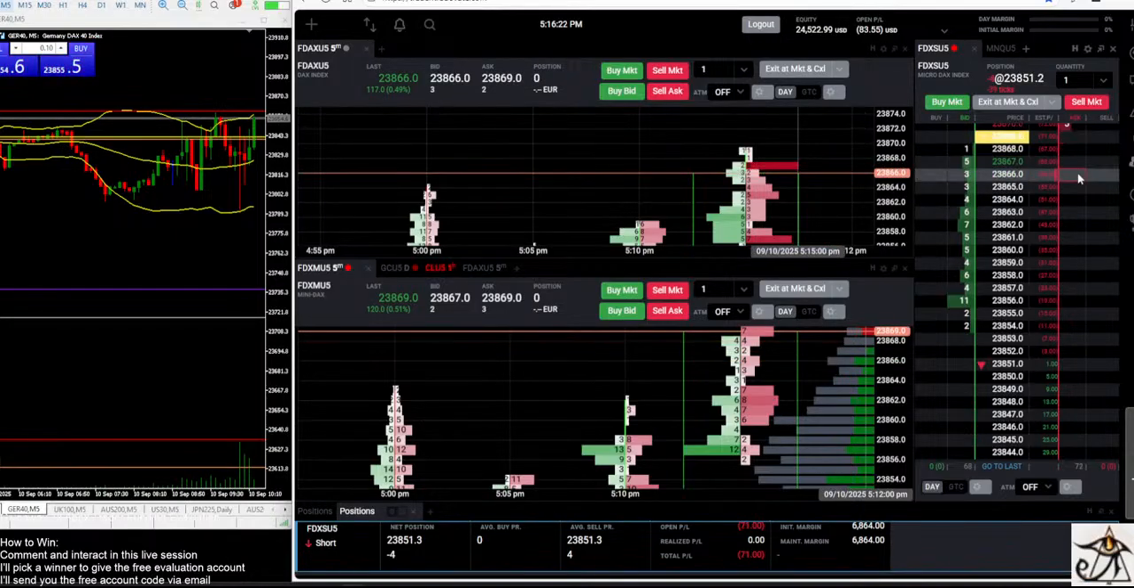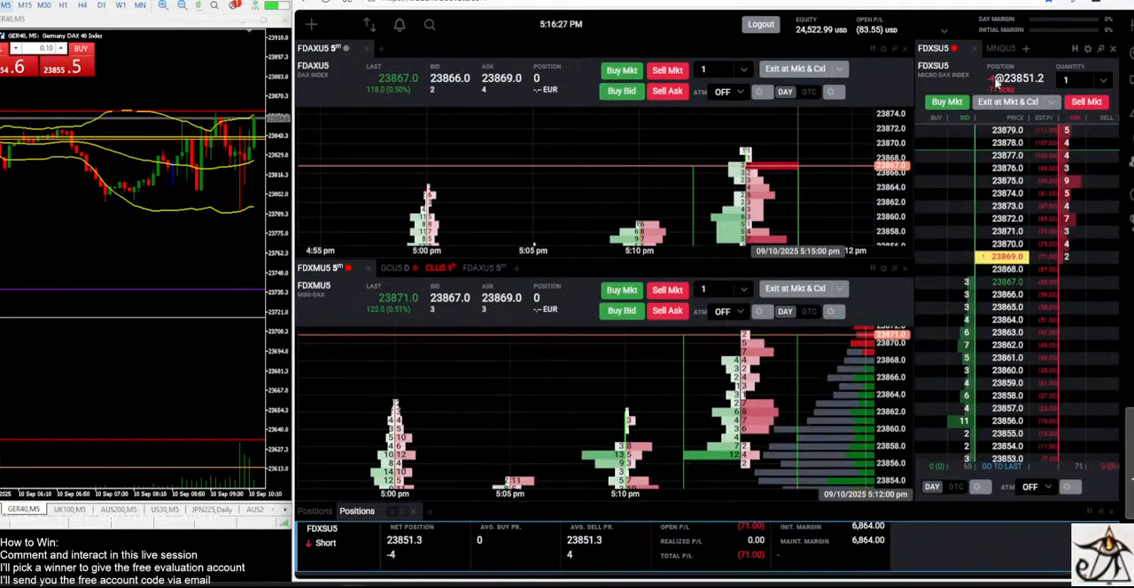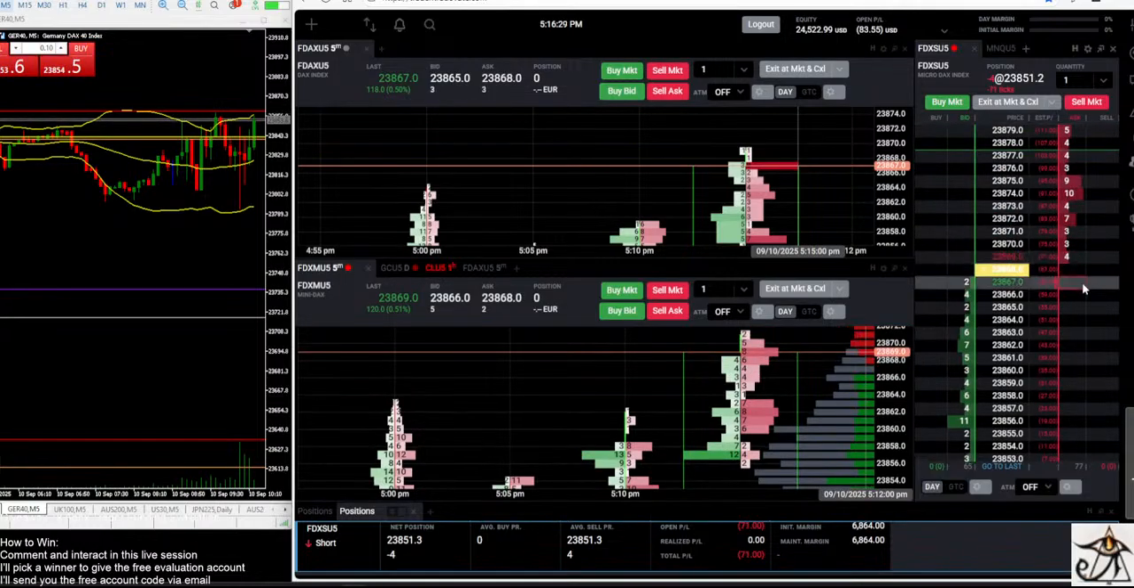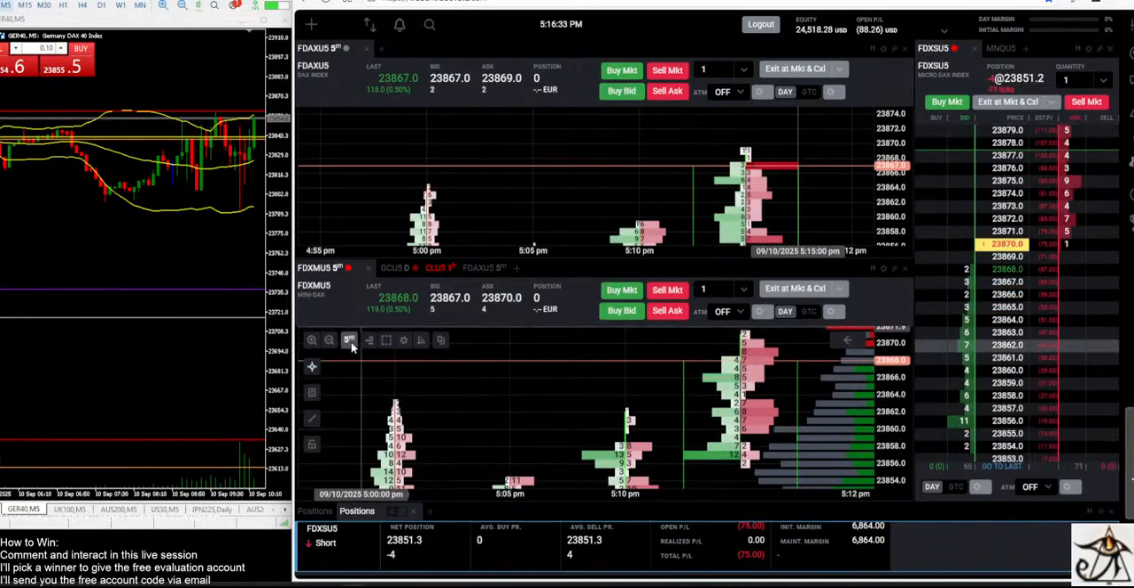I'm going to add a contract. We're only at 4 contracts. I can probably add another one which will eventually just match the mini DAX.